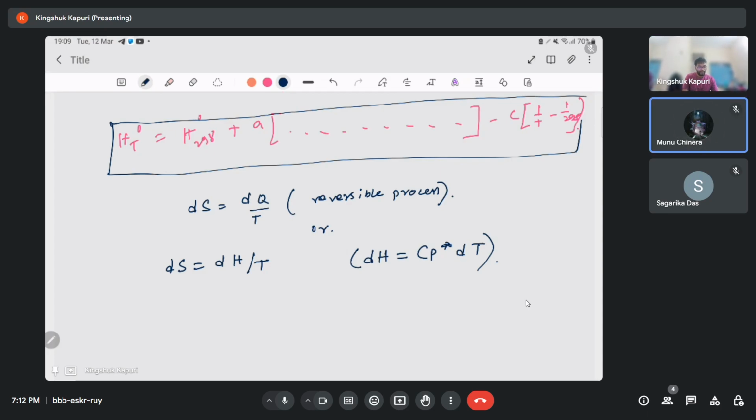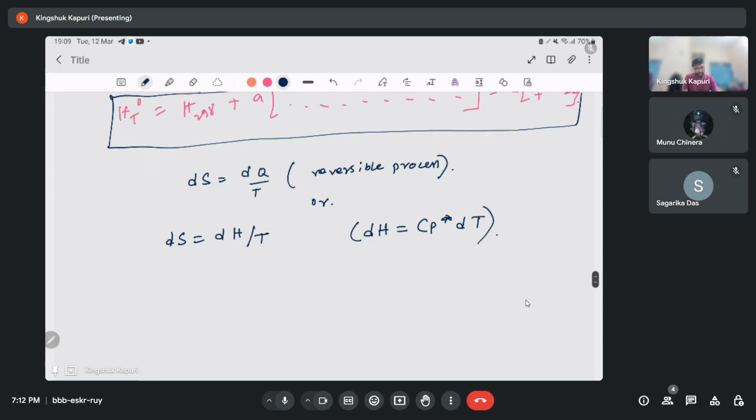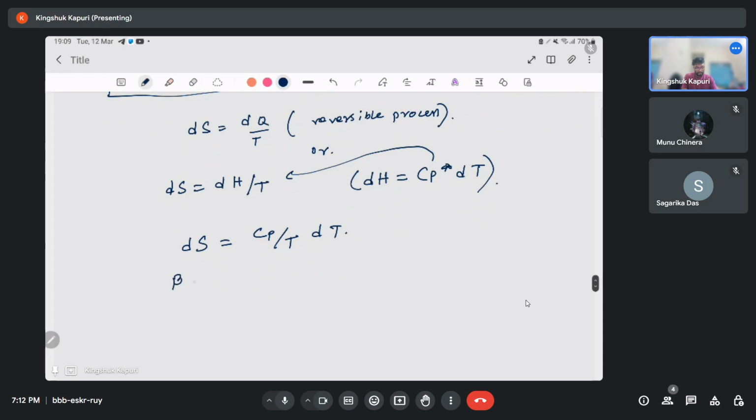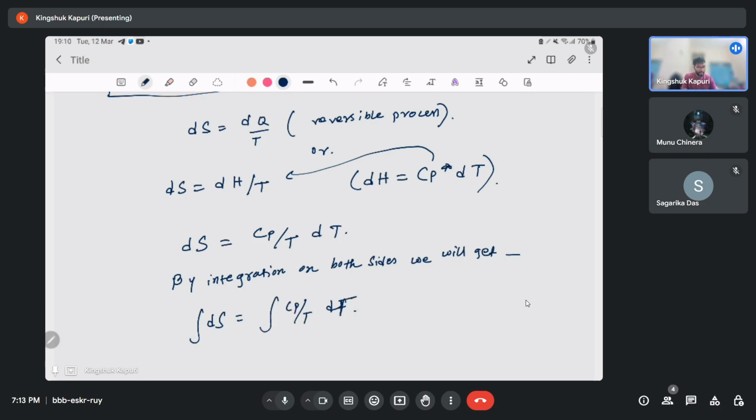Yes, sir. Okay, so we will just substitute these terms. That is dS equals Cp by T dT. So by integration on both sides, we will get integration of dS equals integration of Cp by T dT, right?